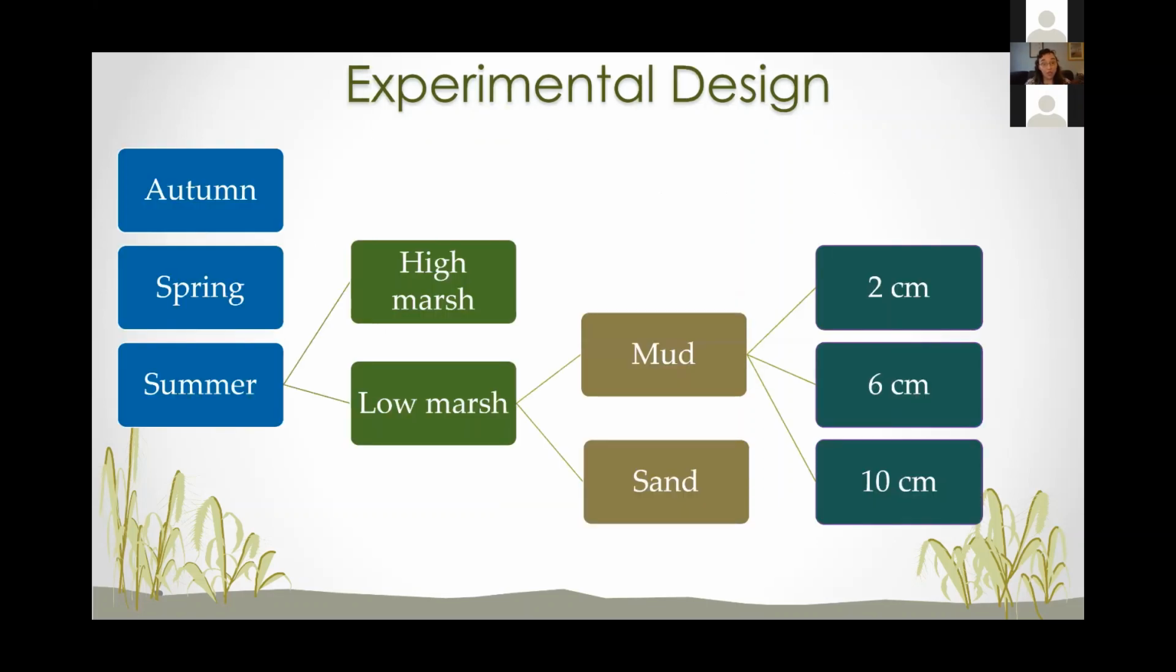And for that, I set up plots under different conditions. These are my conditions. I looked at 3 different seasons, autumn, spring, and summer. For each of these seasons, I looked at the low marsh versus the high marsh with their plant communities that I mentioned. Then I looked at 2 different types of sediment, a muddier, finer sediment and a sandier sediment, and 3 different depths of deposition: 2 centimeters, 6 centimeters, and 10 centimeters.